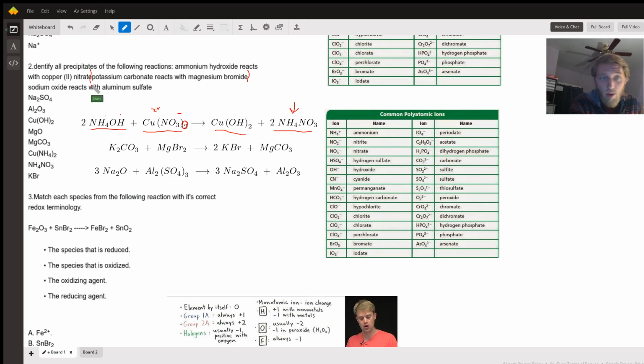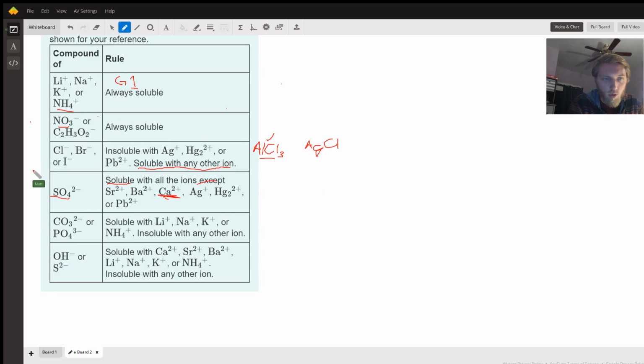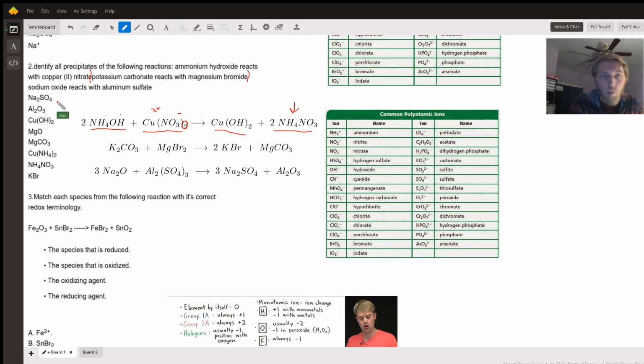Copper hydroxide, however, that looks like a hydroxide, and that, can I scroll please? Thank you. There he is. Hydroxides are always insoluble with any ion that isn't one of these. Copper's not in here. Therefore, copper hydroxide is a precipitate. So, boom, he's one of our precipitates. Okay, I'm going to kind of skip through the making the ionic compounds now because I don't want this video to be too long. So now we've got potassium carbonate and magnesium bromide. When they react, we'll make potassium bromide and magnesium carbonate.